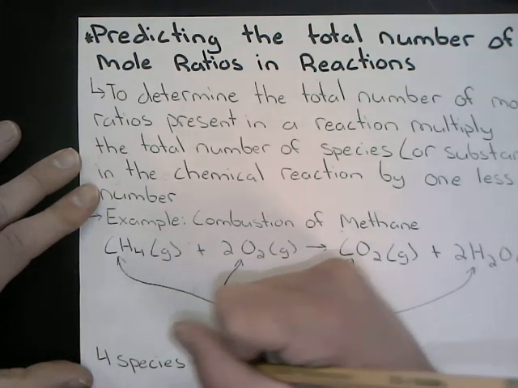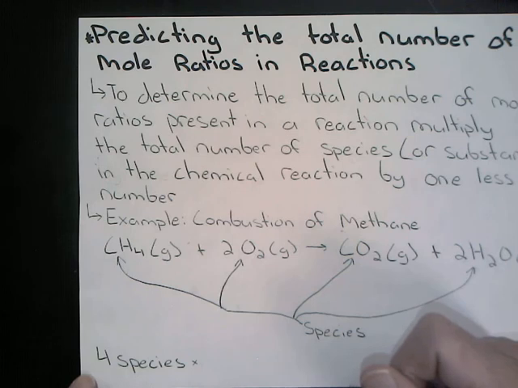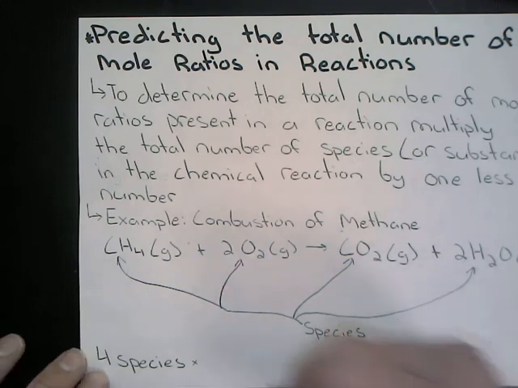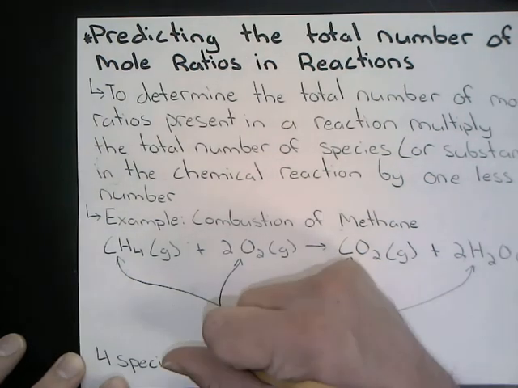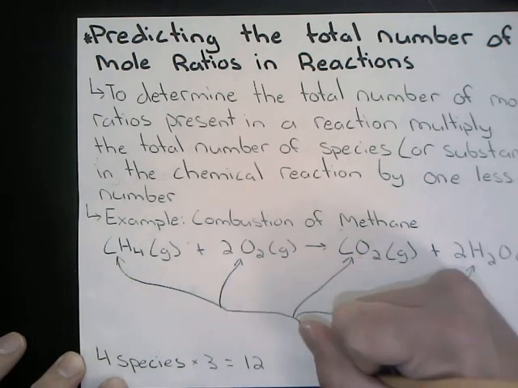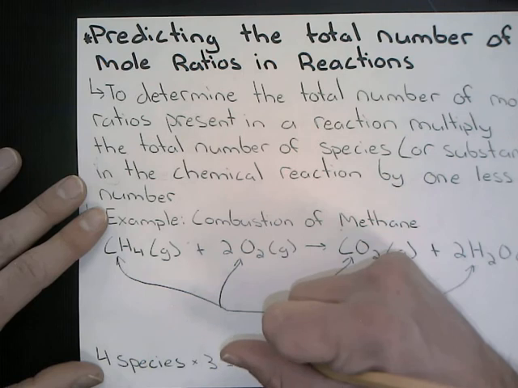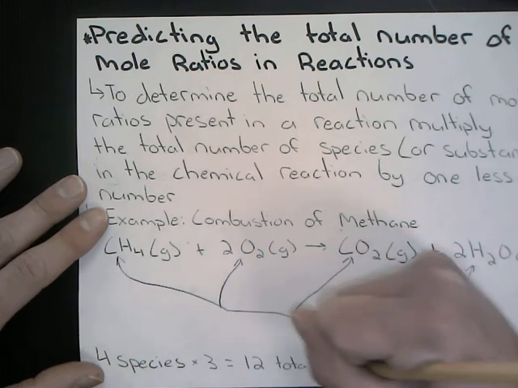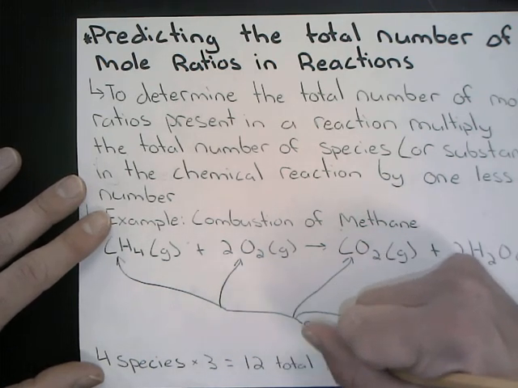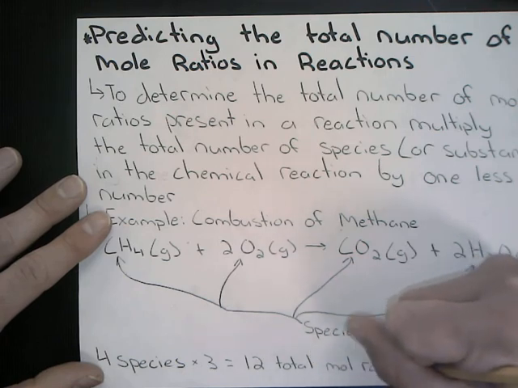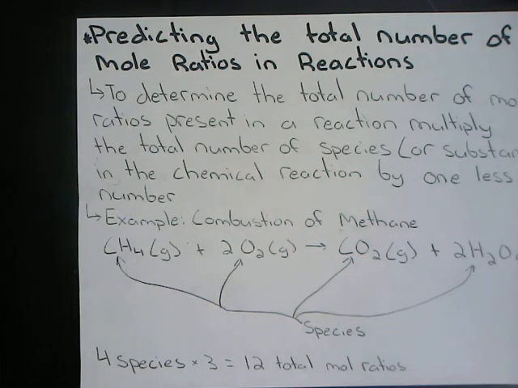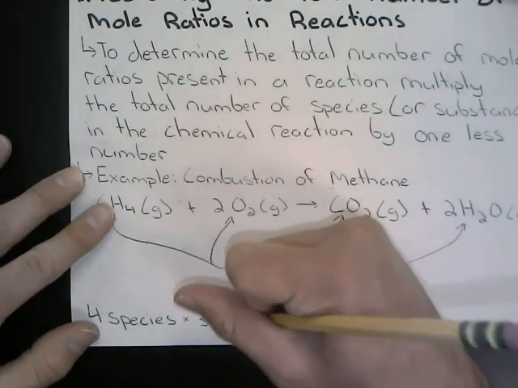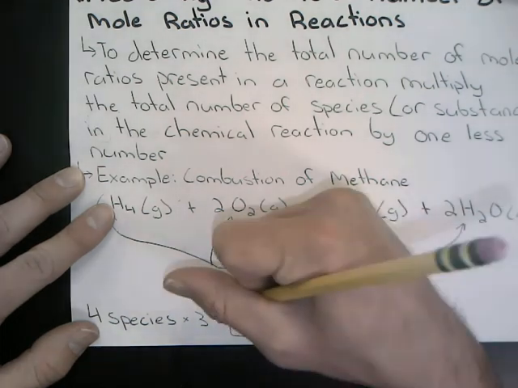And we multiply that by 1 less number. So 1 less number than 4 is 3. 4 times 3 is 12. And so that gives us our total number of mole ratios. So we should have 12 total mole ratios. Again, remember, the thing I forgot to do is flip-flop your ratios. So it may seem like you have them all, but you flip-flop, you reverse what you have, and that allows you to get your total number of mole ratios.